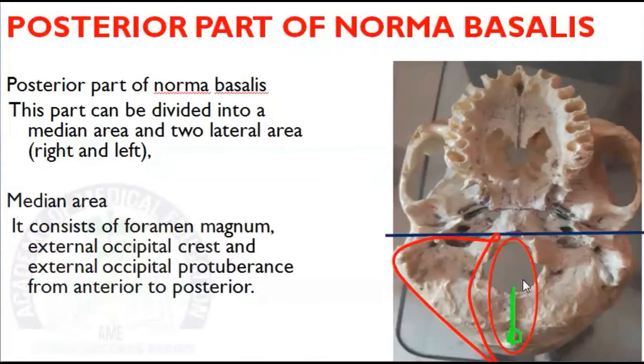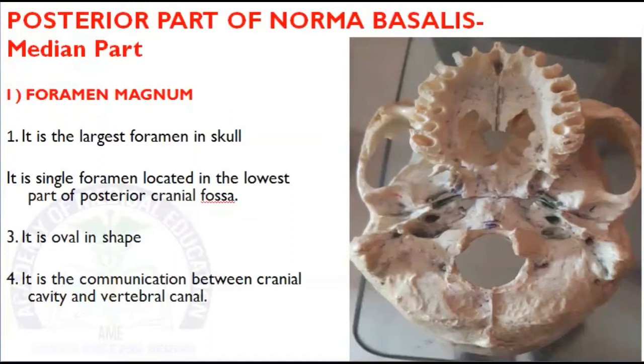Now we come to the posterior part of the norma basilis view. This is the posterior part of the norma basilis view. It can be divided into a median area, the rounded area that you are seeing, and two lateral areas, the right and left lateral areas. The median area consists of the foramen magnum, a big foramen in the center, the occipital crest, and the external occipital protuberance.